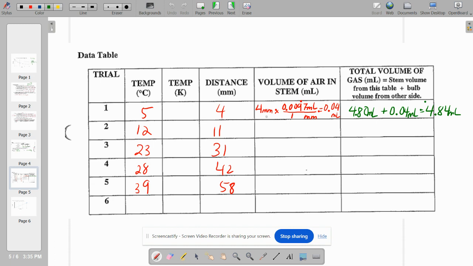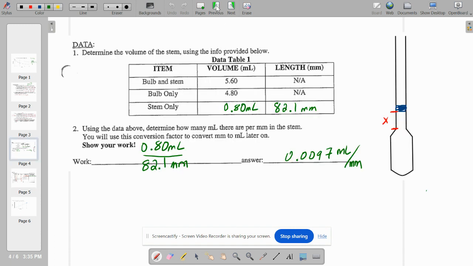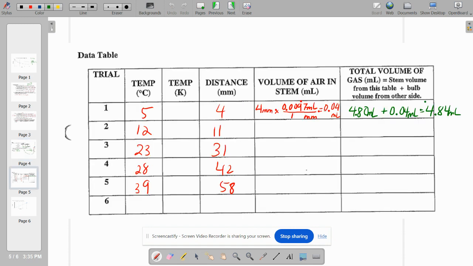And then for that distance, just remember, whatever these distances are, to convert it to volume, you just use that conversion factor that you came up with right here, okay? You can convert that distance in millimeters to volume, how much gas is in that space. And then to get the total, remember 4.80, that's the volume of the bulb, the fat part. Then you just have to add whatever volume there was in that stem, that little bit, okay? And that's your total. So what you're going to graph is actually this column and this column, okay?